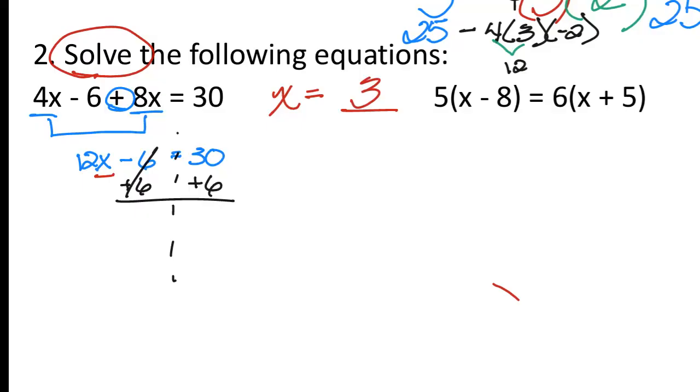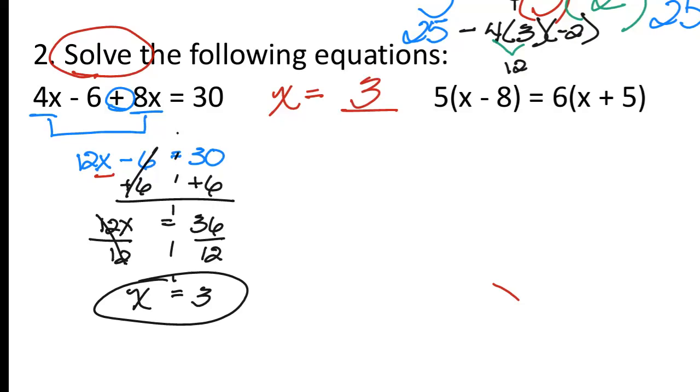These 6's cancel out, so 12x is equal to 36. Divide by 12, divide by 12, and x is equal to 3. How many had x is equal to 3 before I got there? Only 2?